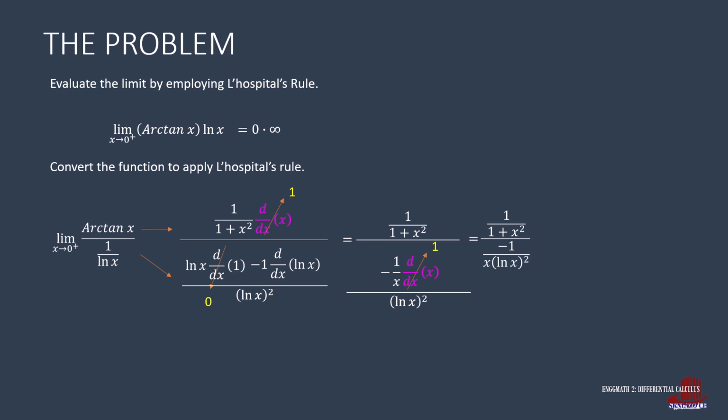So the limit then becomes 1 upon 1 plus x squared all over negative 1 upon x times the square of ln of x. Rearrange terms to have a simple fraction, making x times the square of ln of x all over 1 plus x squared. Placing 0 for x, we then get negative of 0 times the square of ln of 0 all over 1 plus the square of 0, which then still ended up as 0 times infinity.